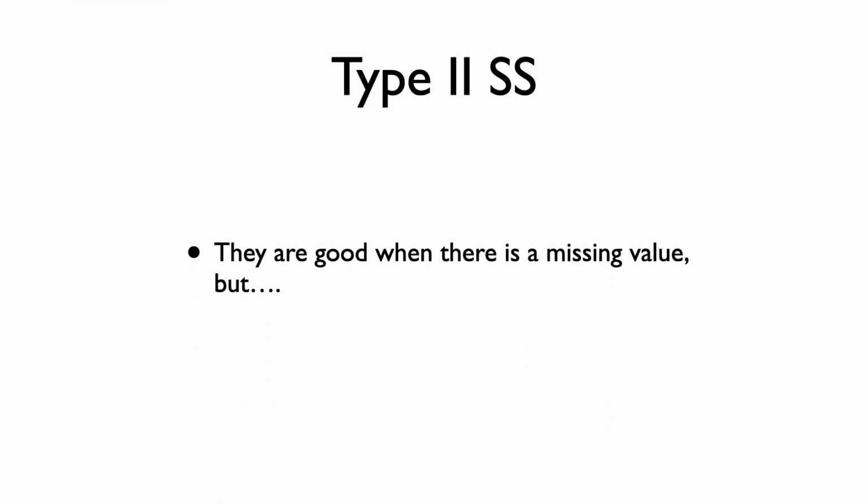So type 2s, this is good when we have a missing value because it can help us estimate them. Okay?